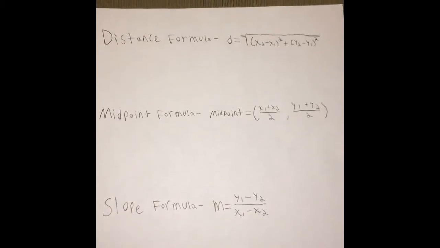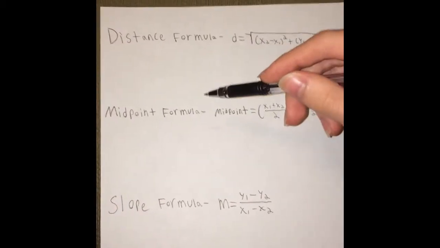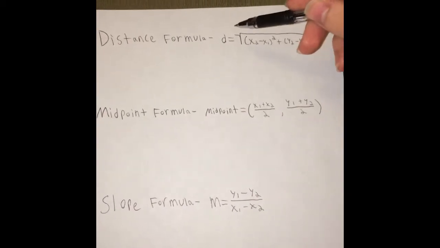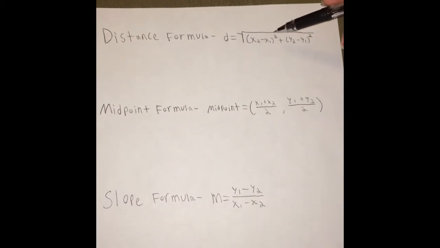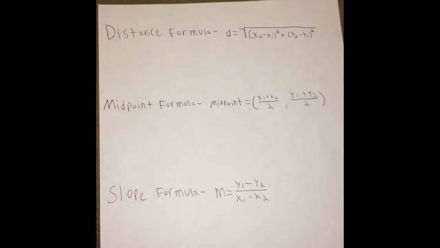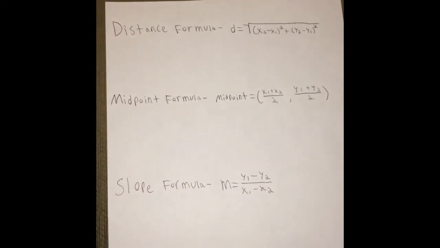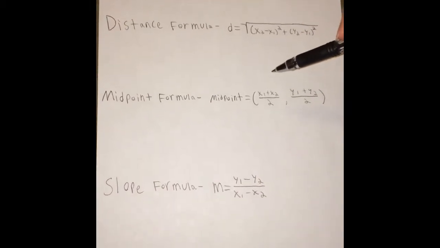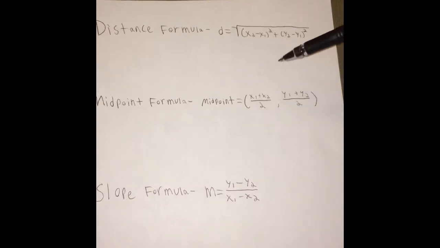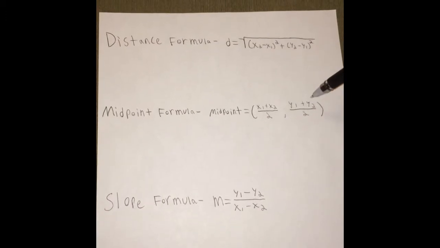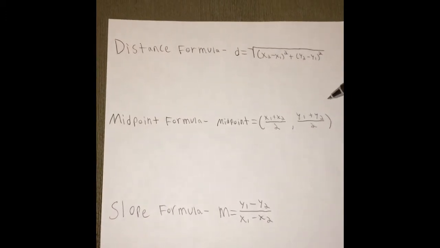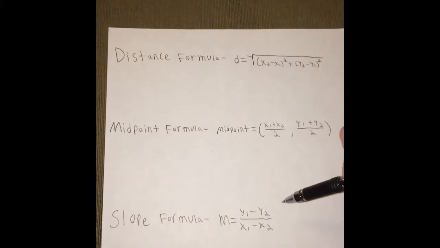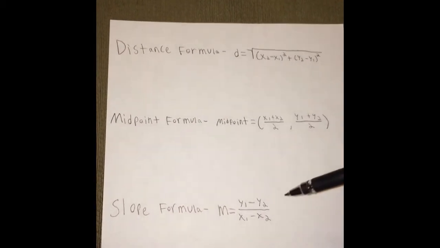In this video, we will go over the distance formula, the midpoint formula, and the slope formula. The equation for the distance formula is d equals the square root of (x sub 2 minus x sub 1) squared plus (y sub 2 minus y sub 1) squared. The midpoint formula is (x sub 1 plus x sub 2) over 2, comma, (y sub 1 plus y sub 2) over 2. And the slope formula is m equals y sub 1 minus y sub 2 over x sub 1 minus x sub 2.